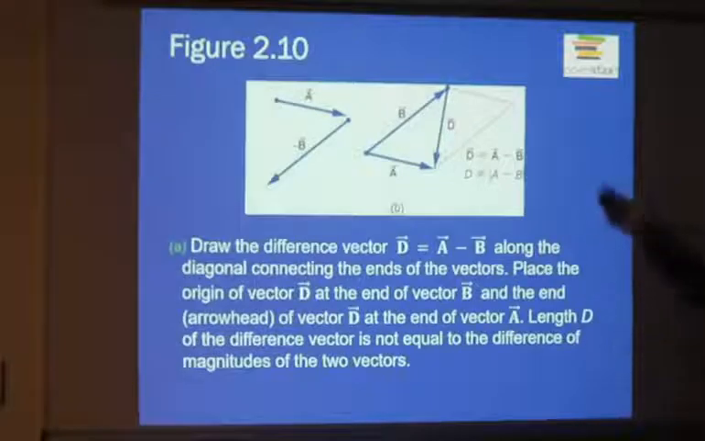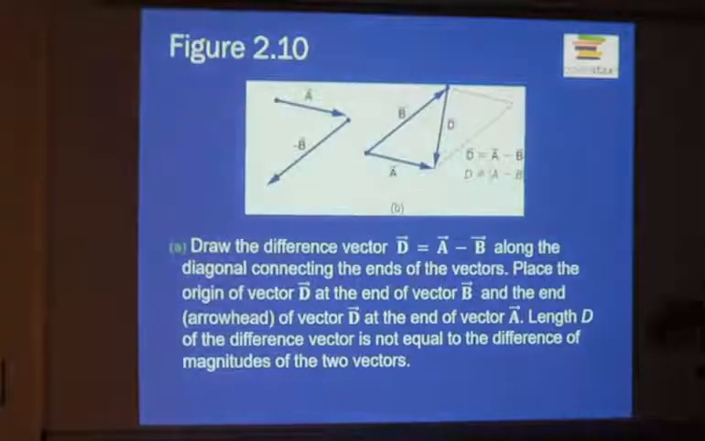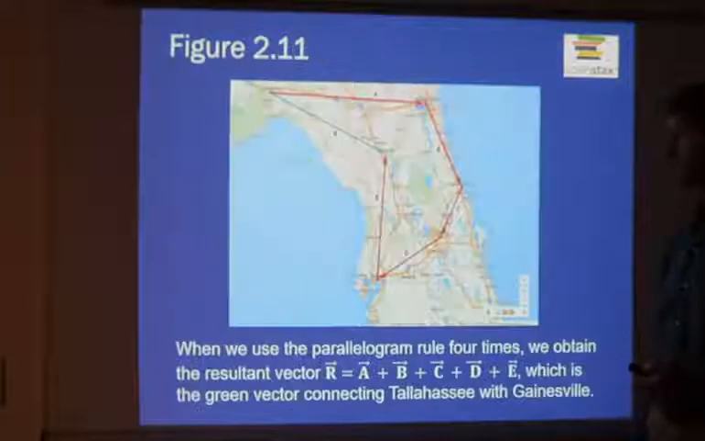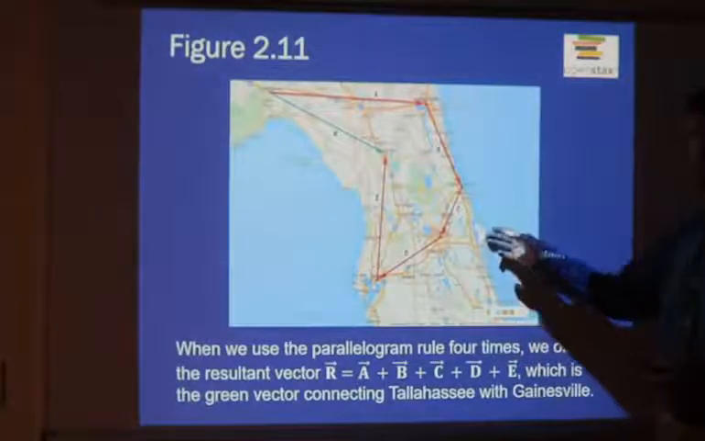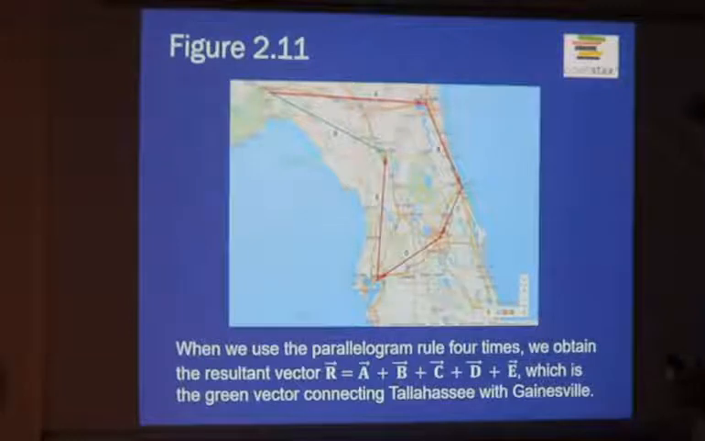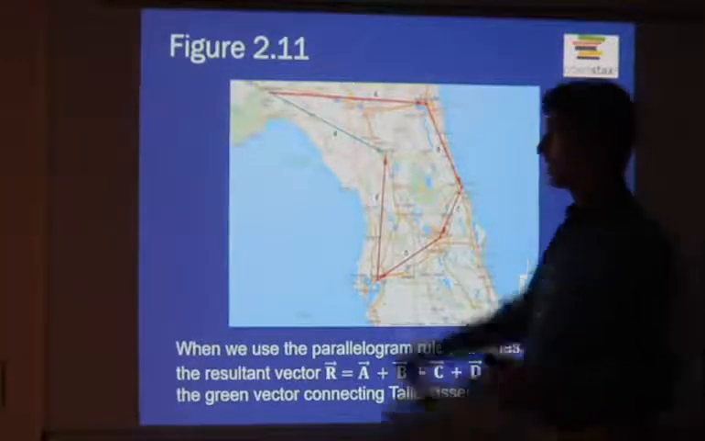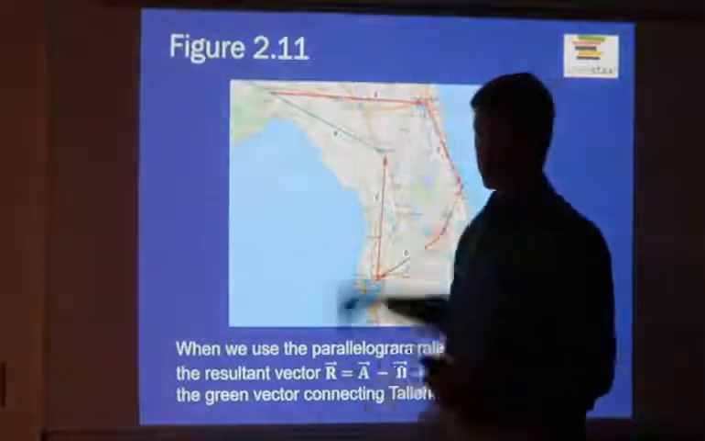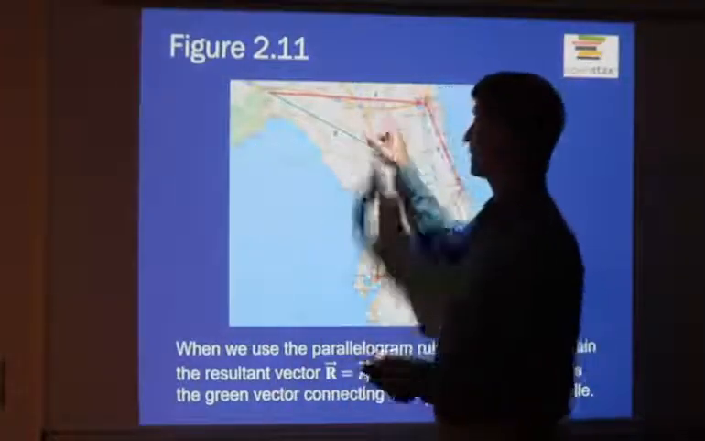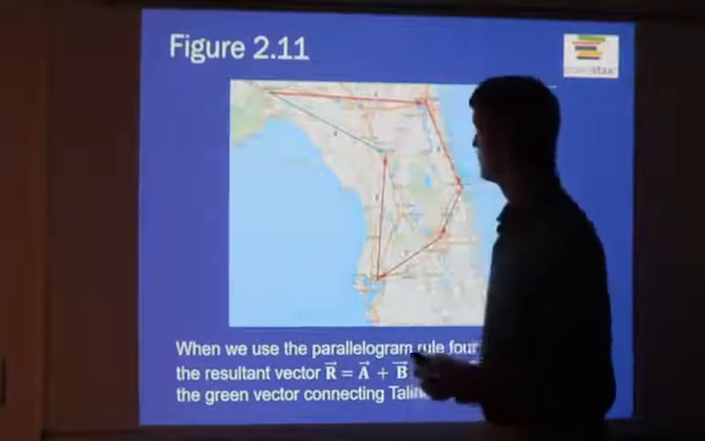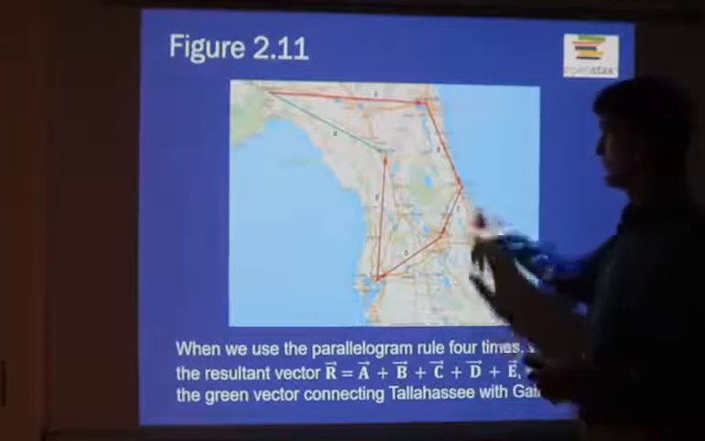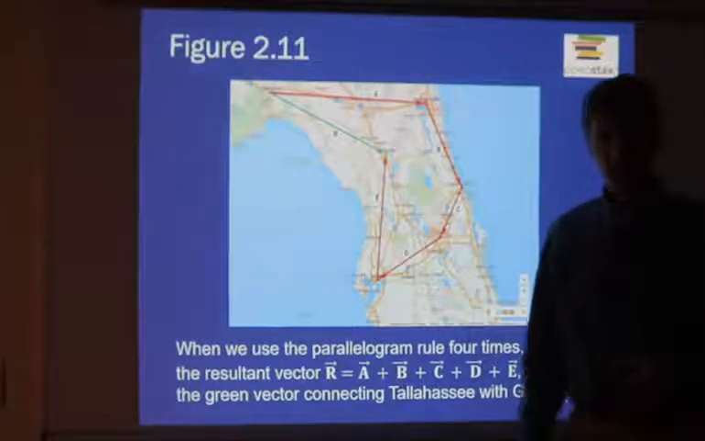All right, just some more diagrams from the book. And again, reinforcing how you add and how you subtract vectors. Here's a practical example. Here we're dealing with 5 different displacements. Okay? You start in Tallahassee, Florida. You drive all the way to Jacksonville. That displacement can be represented by the vector A. Driving from Jacksonville to Daytona Beach is represented by the displacement vector B.